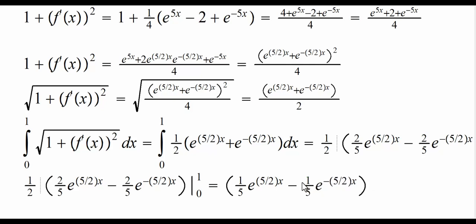Then 1 again, and this x becomes a 1 for the upper limit 1, right? And for the lower limit, it will be 0. But when we put x equals 0, both these quantities will be 1, and 2/5 minus 2/5 will simply be 0. So this is our final value for the desired arc length.